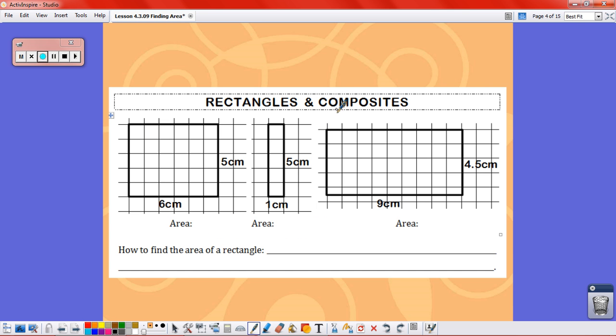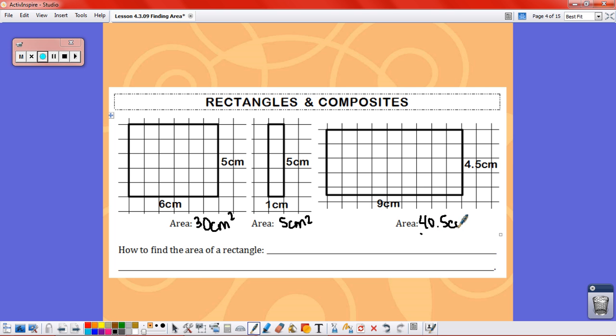Alright, so the first section is rectangles and composites, and it's pretty simple. 6 by 5, you count all of the shapes, and it's 5, 10, 15, 20, 25, 30 centimeters squared. And this is 1, 2, 3, 4, 5 centimeters squared. And this is 9 by 4.5. Well, there's 4, 8, 12, 16, 20, 24, 28, 32, 36, and then half. 2 halves make a whole, so 37, 38, 39, 40 and a half.